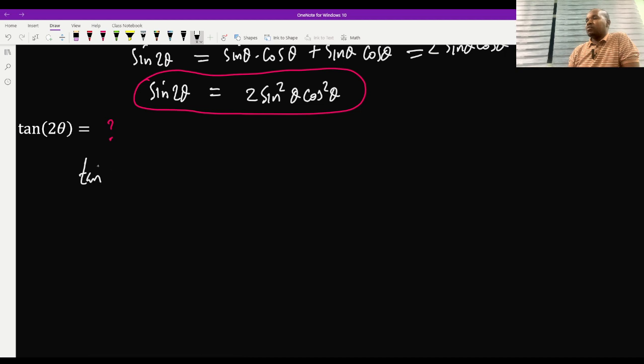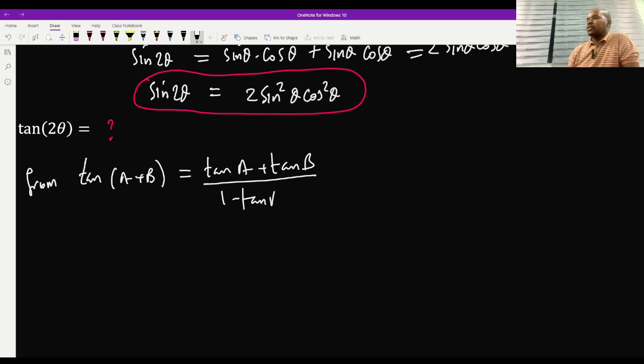Tan 2 theta, I think we have to start again from tan A plus tan B. And you remember tan (A plus B) is equal to tan A plus tan B divided by 1 minus tan A multiplied by tan B.